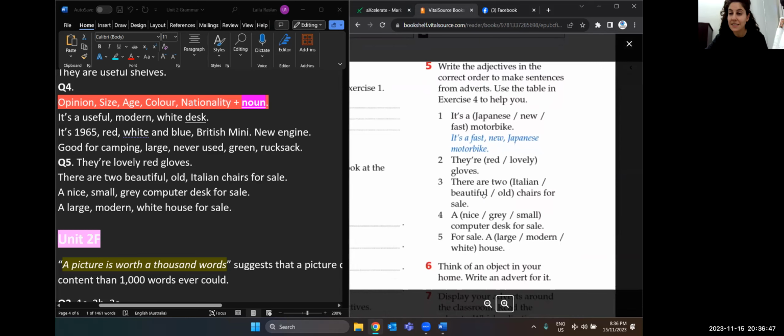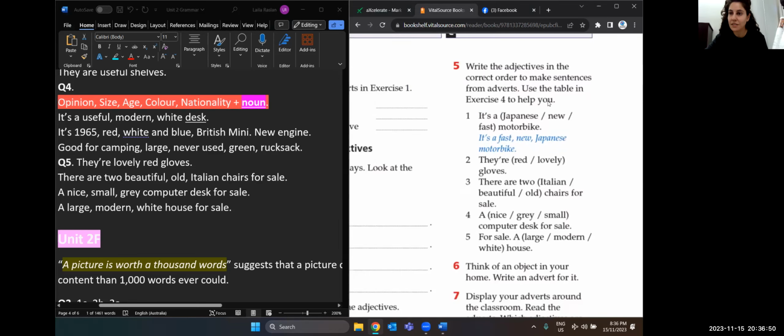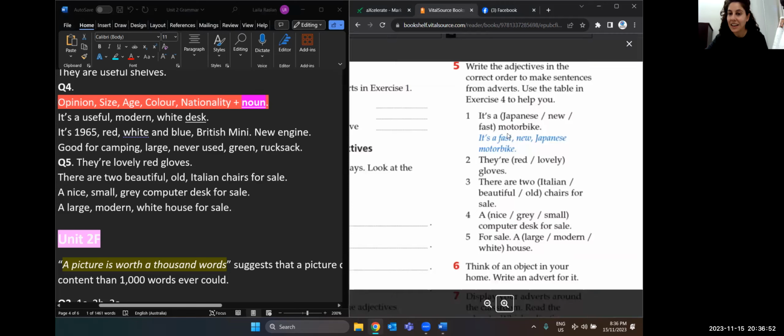Let's put these sentences in order. So the first one, they did it for us. It's a fast, new Japanese motorbike. So again, the adjectives, fast, new, Japanese, the nationality, and then the noun, motorbike.